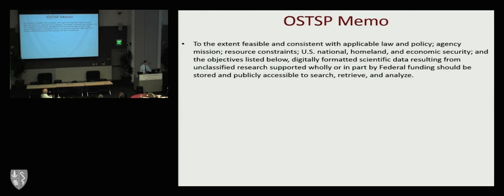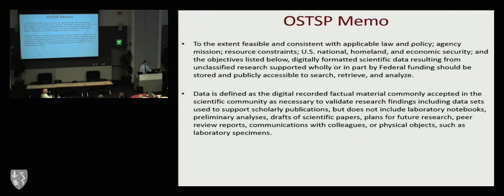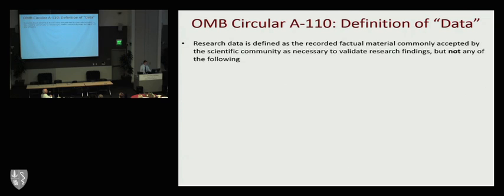So the OSTP memo mandates that data should be stored and publicly accessible to search, retrieve, and analyze. The memo defines data, and it does so in a refreshing way in that it lists several things that it doesn't include. It also refers to OMB Circular A-110, in which data is defined. I looked up how they define data, and it's also a refreshing definition in that it excludes a lot of things from what it means as data.